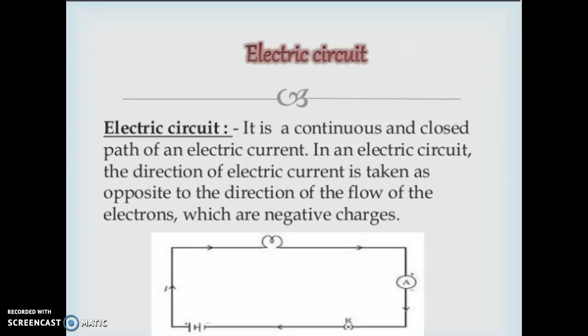In an electric circuit, the direction of current is taken as opposite to the direction of flow of electrons, by convention. So here is a simple electric circuit. This is a bulb. Here is an ammeter which can measure the current, and here is a switch K and a battery. From the positive terminal of the battery the current will flow through the bulb, it will glow, and ultimately it will return to the negative terminal of the battery. Hence this path of flow of electric current is called an electric circuit.